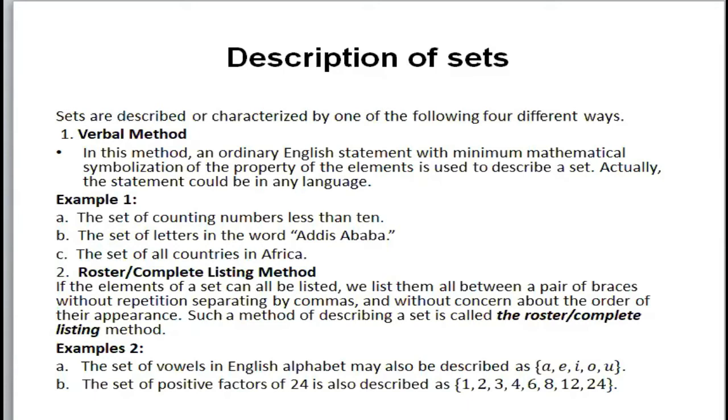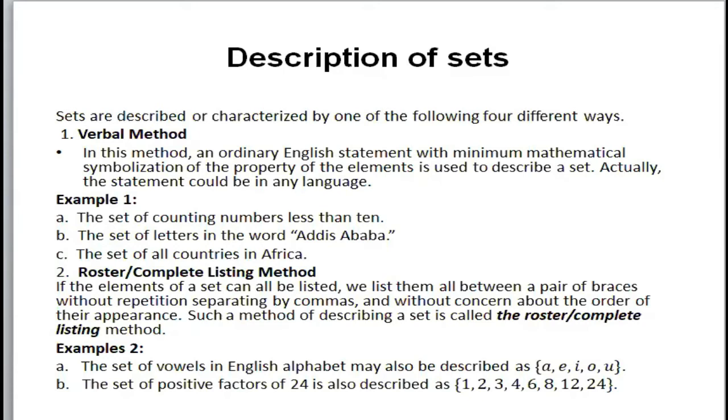Example for this, the set of vowels in the English alphabet. They are 5 in number. Its elements are A, E, I, O, and U. So we can list the 5 vowels of the English alphabet letters. Then we have to use brace, so it will be a set. So the set of vowels in the English alphabet may be described as opening brace, then letter A, comma, E, then I, then O, then U, then the closing brace.